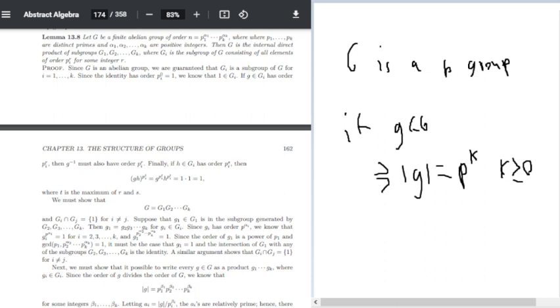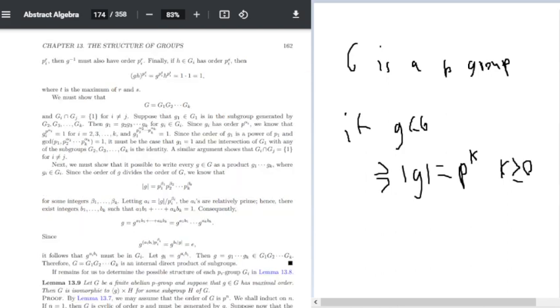Proof. Since G is an abelian group, we are guaranteed that Gi is a subgroup of G for i equals 1 all the way to k. Since the identity has order pi^0 equals 1, we know that 1 is in Gi. If g in Gi has order pi^r, then g^-1 must also have order pi^r. Finally, if h in Gi has order pi^s, then gh to the power of pi^t is equal to g^(pi^t) h^(pi^t) equals 1 times 1 equals 1, where t is the maximum of r and s. We must show that G is equal to the internal direct product, and that Gi intersected with Gj is equal to 1 for i not equal to j.